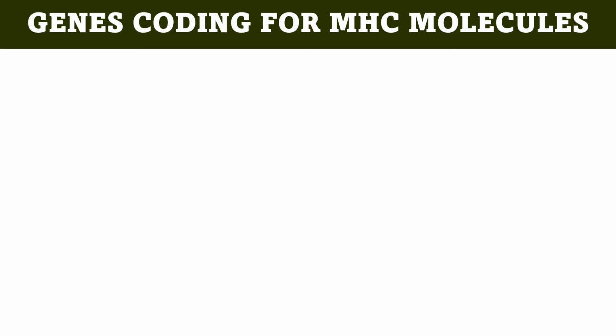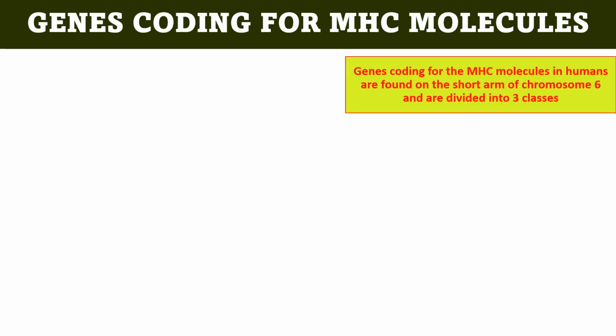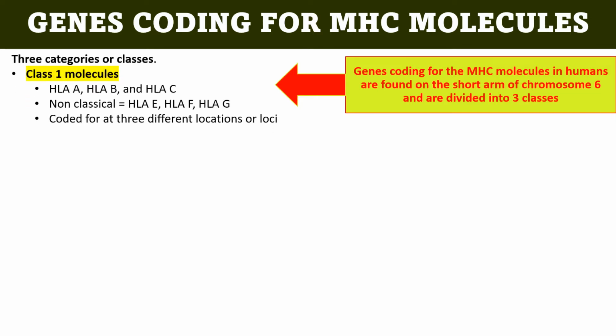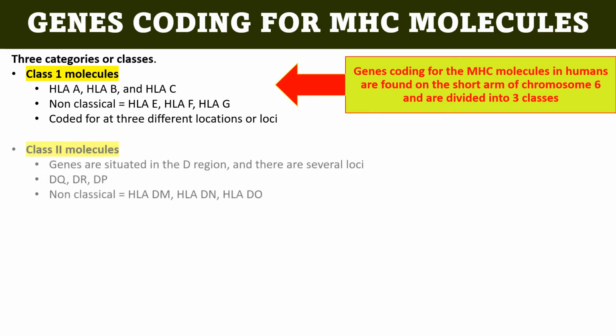Let's look at the genes coding for MHC molecules. Genes coding for MHC molecules in humans are found on the short arm of chromosome 6 and are divided into three classes. Class 1 molecules contain HLA A, B, C. Non-classical components contain HLA E, F, and G. These are coded for at least three different locations or loci.